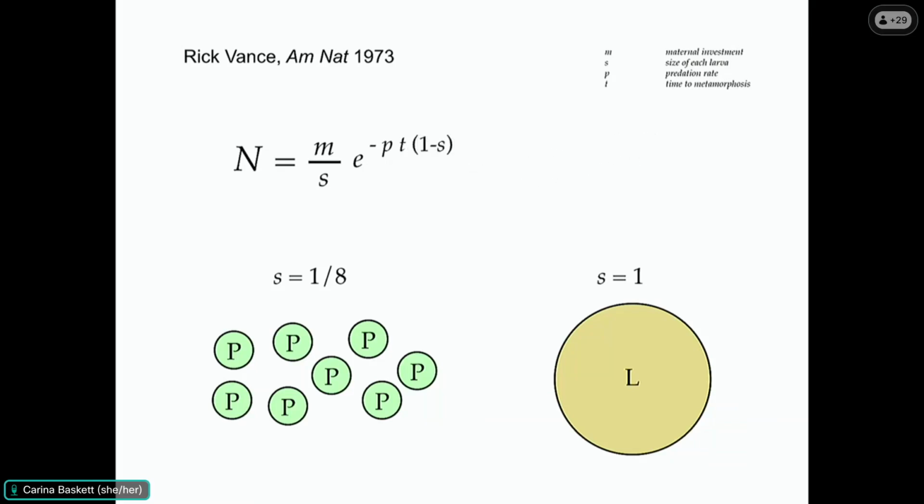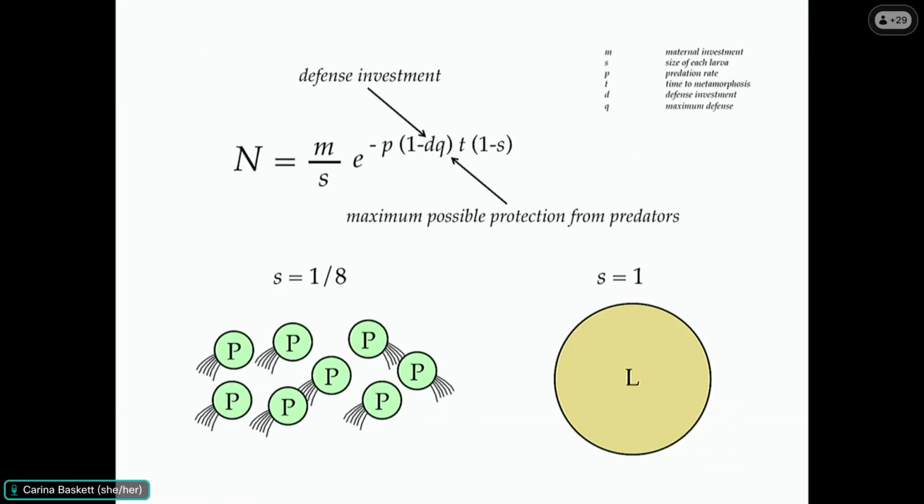So here's what we might expect. But there's lots of other variables in here, lots of other parameters in this model as well. And so, for example, these larvae are defended by their bristles. These guys are not defended. And so we might suppose that the predation rate is itself scaled by the level of defenses.